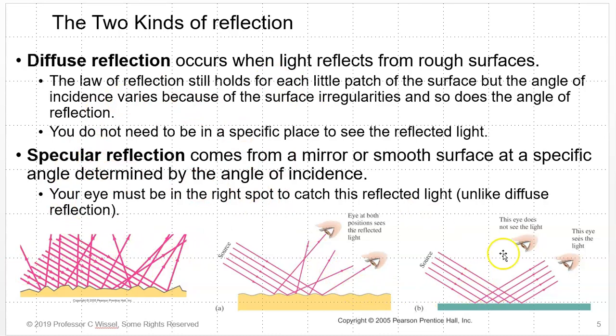Specular reflection comes from a mirror or a smooth surface at a specific angle determined by the angle of incidence. And at that point, your eye has to be just exactly at the right spot to catch the reflected light. You can see this if you take a laser pointer and reflect it off a shiny surface like a mirror. Okay? Don't reflect it into your eyes.